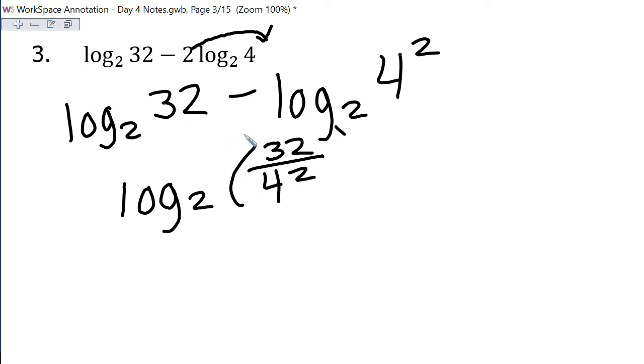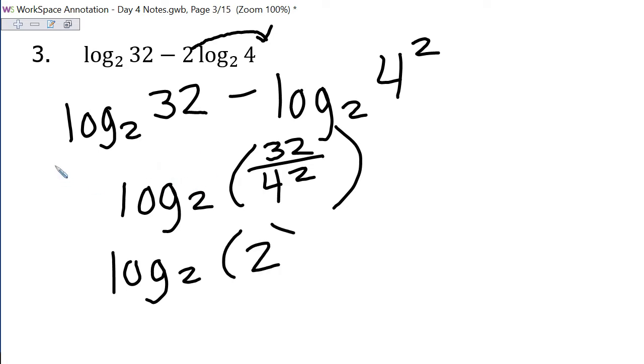Can that simplify? Yes, it can, because what is 4 squared? 16. And what's 32 divided by 16? 2. So there's my answer, log base 2 of 2. No, you don't have to have those parentheses. If I still had the division, yes, I would need the parentheses. But here, the parentheses aren't necessary. But if you have them, that's fine. You're not going to get points taken off. It's better to have more parentheses than not having.